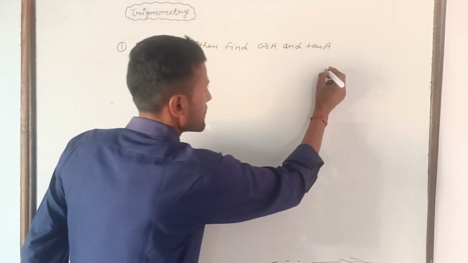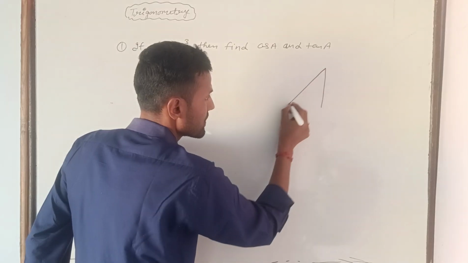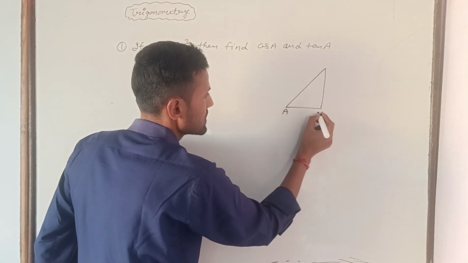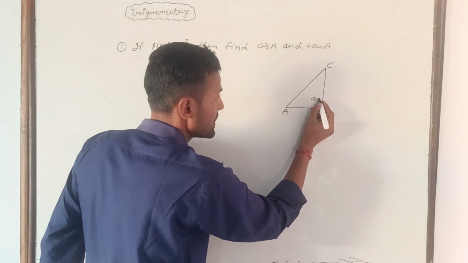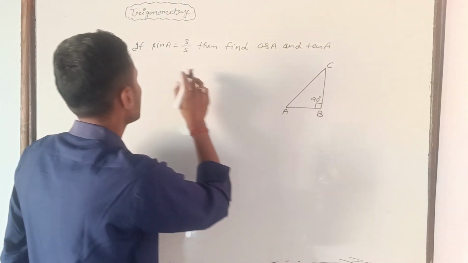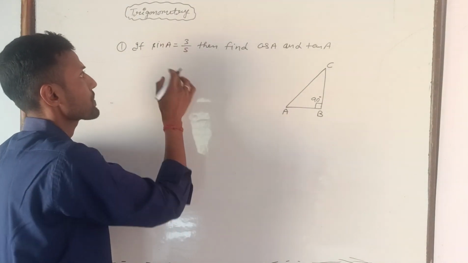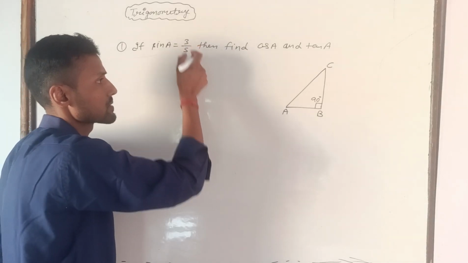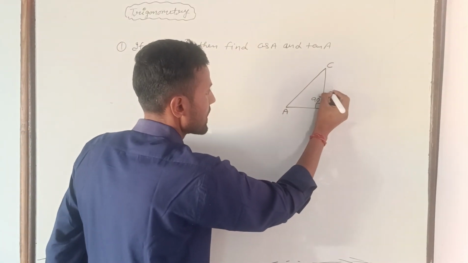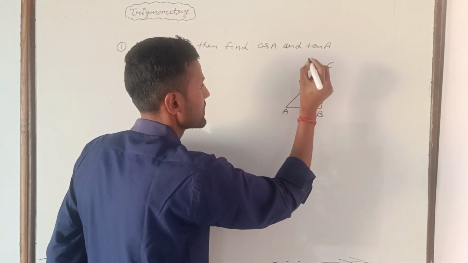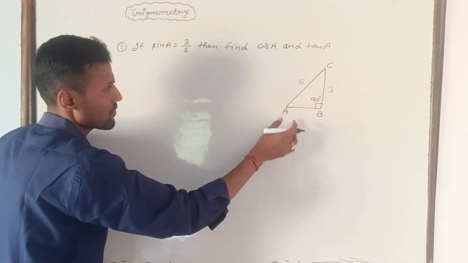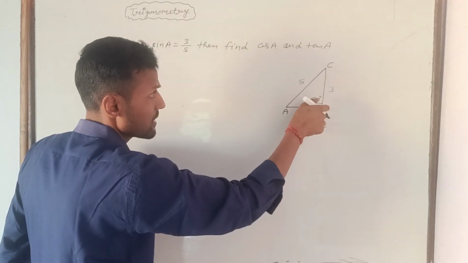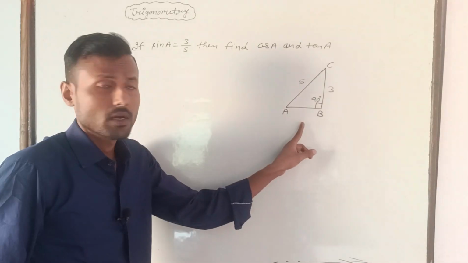So firstly we have to take a right triangle. ABC is a right triangle, right angled at B, which is 90 degrees. So what is sin A? Sin A is perpendicular over hypotenuse. So perpendicular is 3 and hypotenuse is 5. We need to find the third side of this triangle. How to find it? We have to use the Pythagoras theorem.